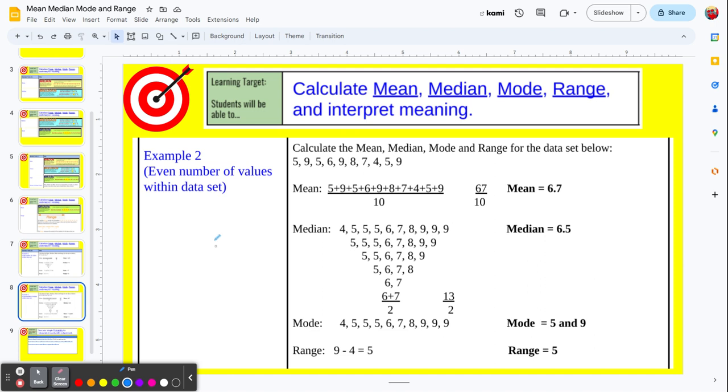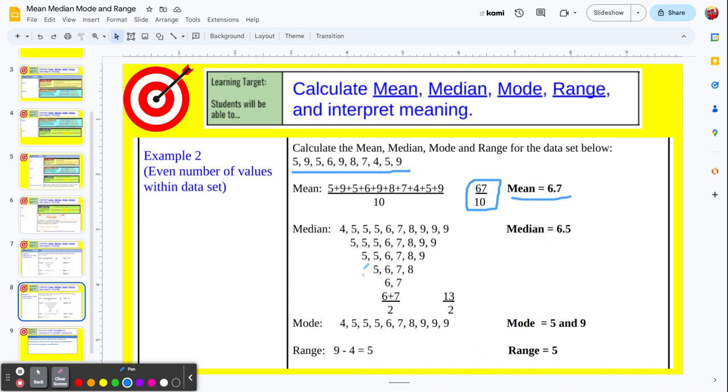Example 2, we're going to use an even number of values within the data set. So we're going to calculate the mean, median, mode, and range for this data set here. This time, there are 10 values in the data set, so we're going to add up all 10 values, and you get 67. And then we're going to divide that by 10. So 67 divided by 10 is the mean, 6.7.